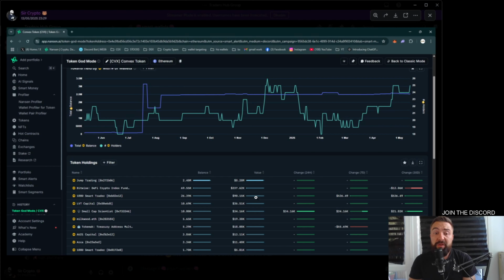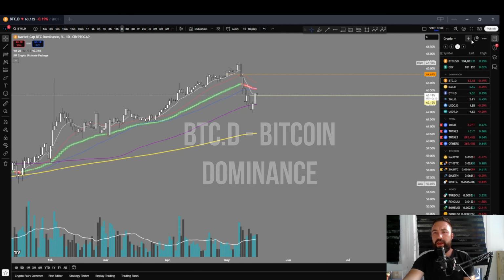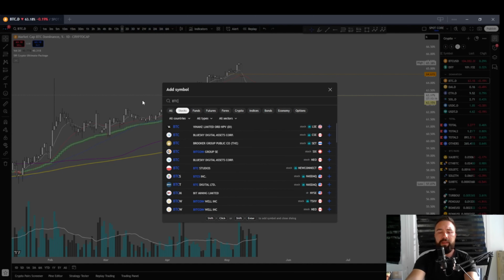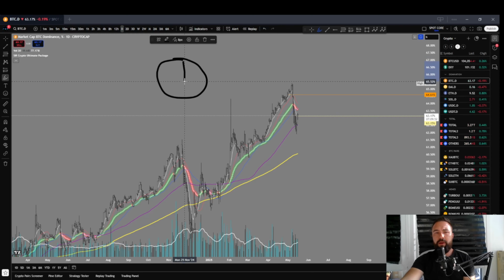Okay, right, so chart number 1 is Bitcoin dominance. You can get it by going here, just clicking on the plus and typing btc.d. Make sure you're on all, and there we go, market cap Bitcoin dominance. In short, Bitcoin dominance is basically how much of the money in the entire crypto space is in Bitcoin. So if you imagine this is the chart, this is 100 at the minute. In Bitcoin we've got 63%, so that's how much money sits in the Bitcoin at the moment.